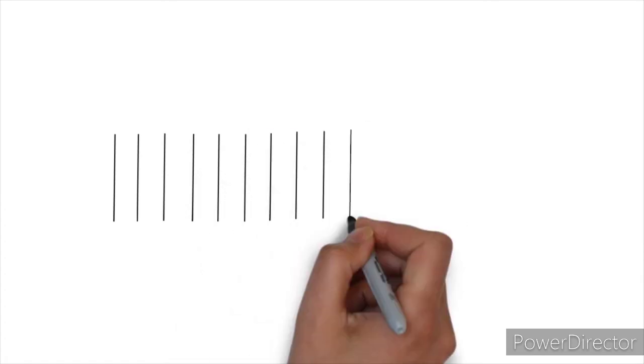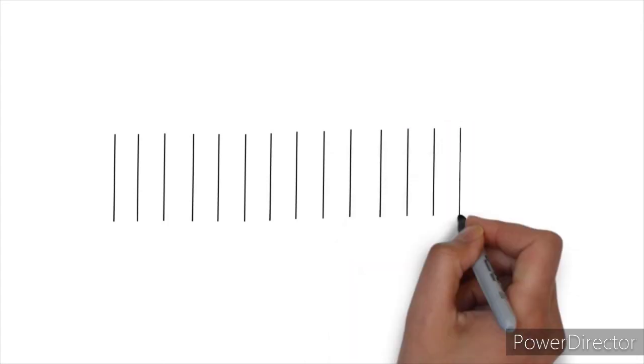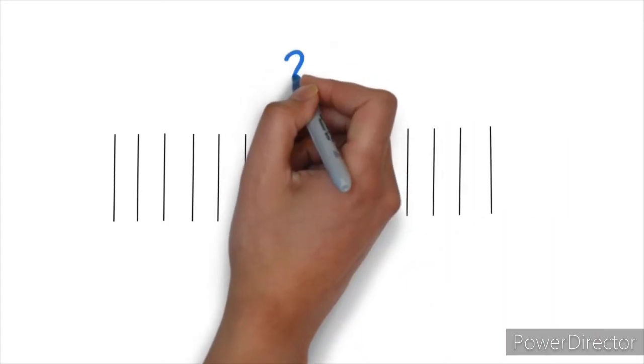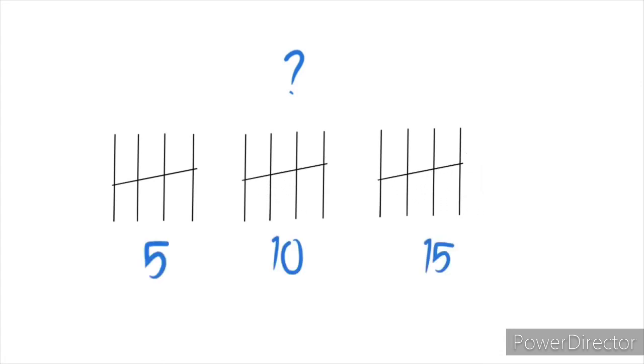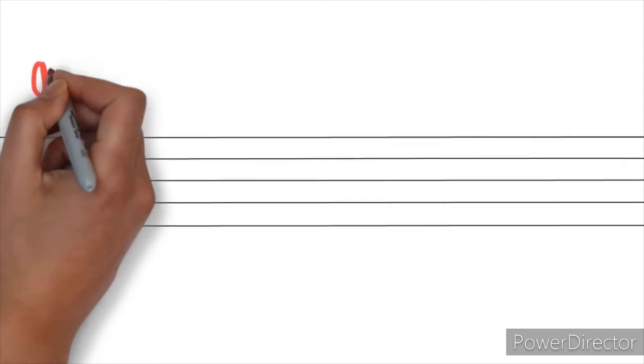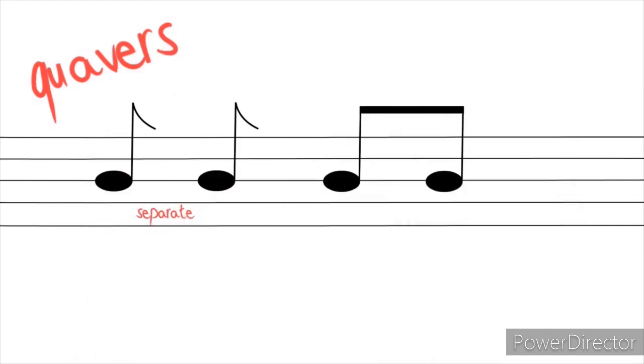The whole point of grouping is to make music easier to read. For example, how many lines can you see here? It's tricky, isn't it? But if I write the lines in groups of 5, then suddenly it's a lot easier to count them. Well, that's the idea behind musical grouping. We're going to look at this in more detail later, but here are a few simple rules to start you off.